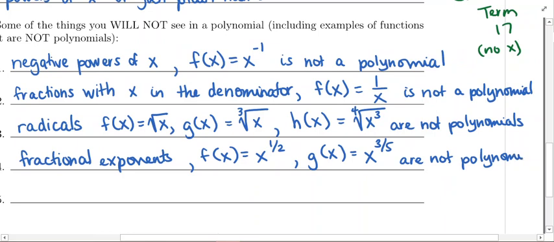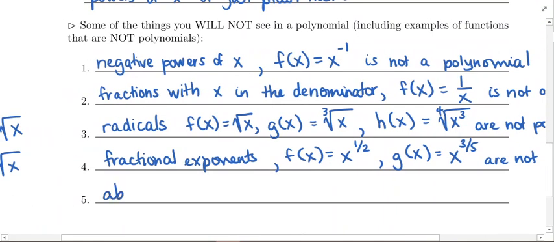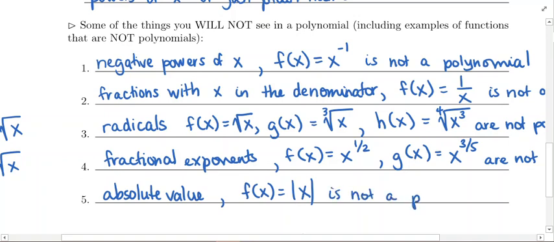And then I'll mention one more thing you won't see in a polynomial, and that is absolute value. Our old friend from section 3.4, that basic function, absolute value of x, is not considered to be a polynomial.